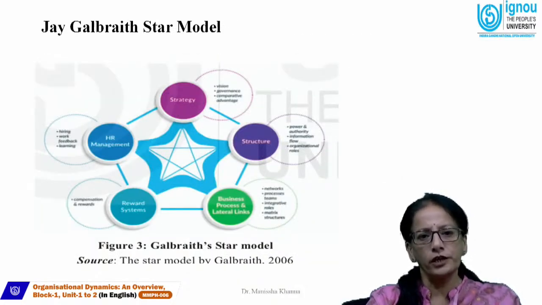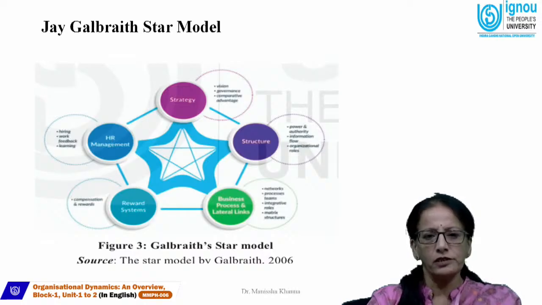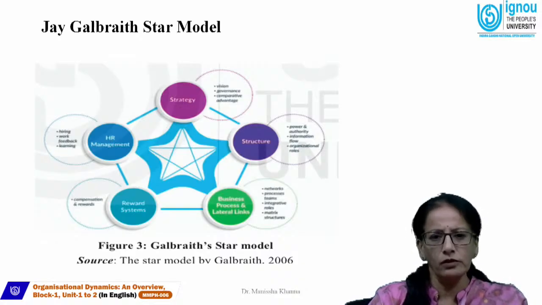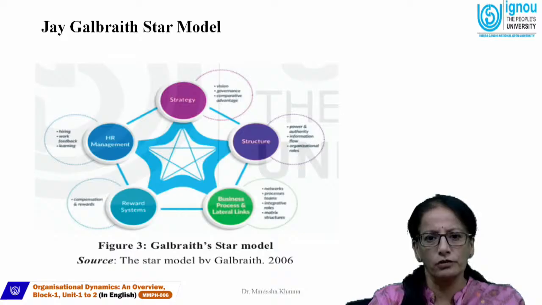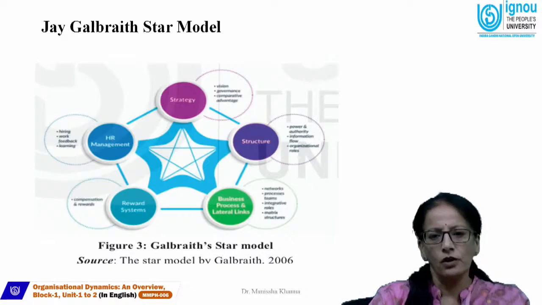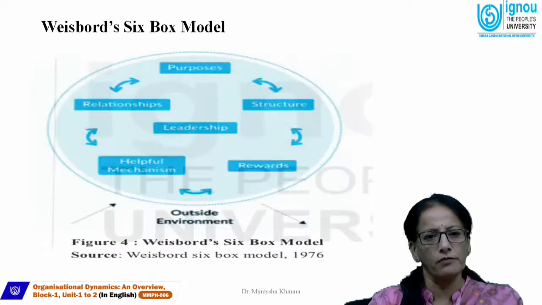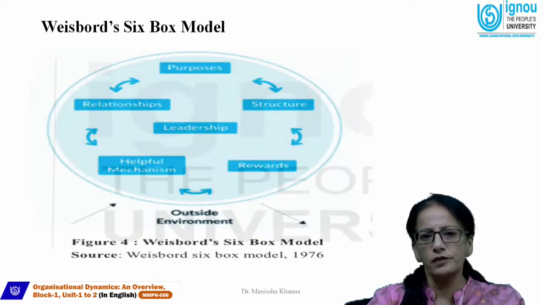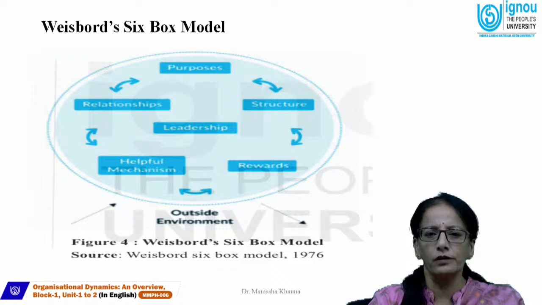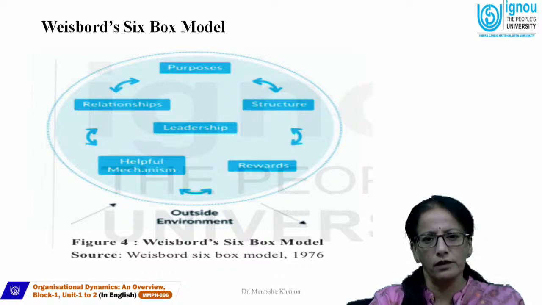Second model is J. Galbraith's star model. J. Galbraith's star model has 4 dimensions, which are given in the star model. This star model, given by J. Galbraith, refers to the different components, the different determinants through which organizational diagnosis can happen. Then there is Weisbord's 6-box model. The 6-box model gives 6 components, where all these 6 determinants are given.